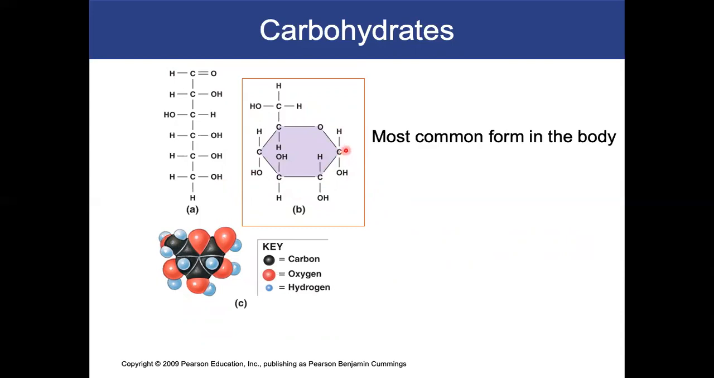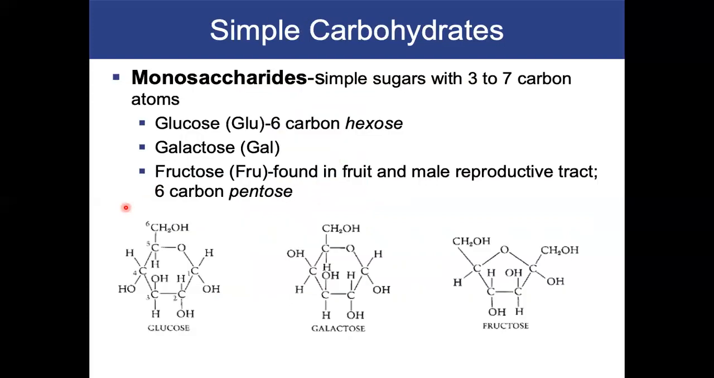So this is your first carbon, your second carbon, third carbon, fourth carbon, fifth carbon, and sixth carbon. And it is a six-sided ring, so it's a hexose, right? So this is glucose, and it is a hexose, and this is considered to be a monomer or a monosaccharide. Simple carbohydrates. So monosaccharides are simple sugars.